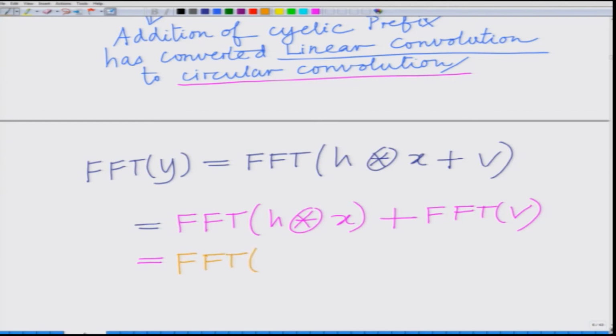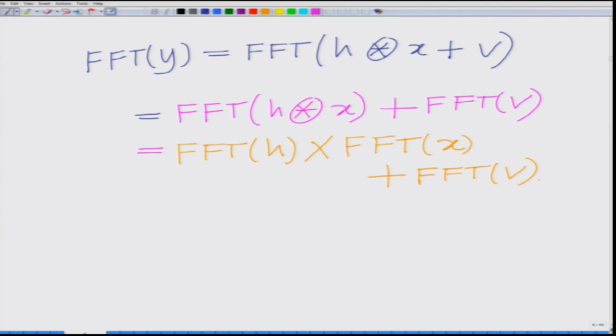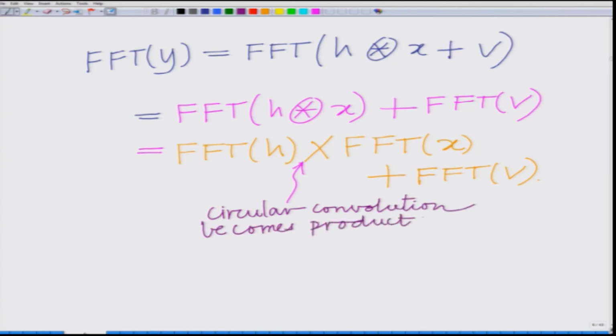So, this is the FFT of H times the FFT of X, plus the FFT of V. Remember, the circular convolution in the FFT domain becomes the product. This is very important. So, the circular convolution becomes a product in the FFT domain, or basically your frequency domain.